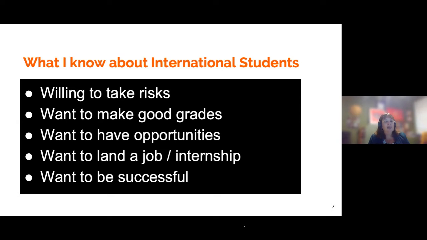I also know that international students love to make good grades, but I do want to encourage you that that's not the only thing you should focus on. International students want to have opportunities and they really want to land a job and internship and want to be successful. So these are some of the things that I know international students across the board that I've met have kind of met this criteria. So if you can move to the next slide, please.